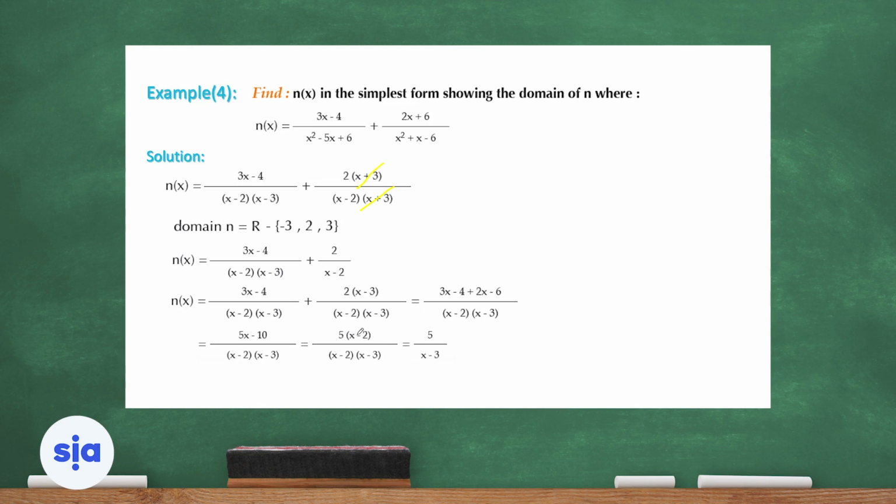Check for the common factor. 5x minus 10 over x minus 2 times x minus 3. Cross out the x minus 2. So it will be 5 over x minus 3.